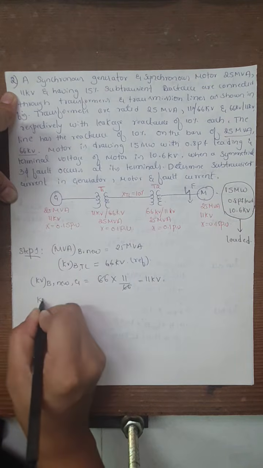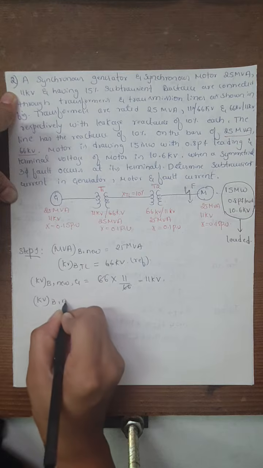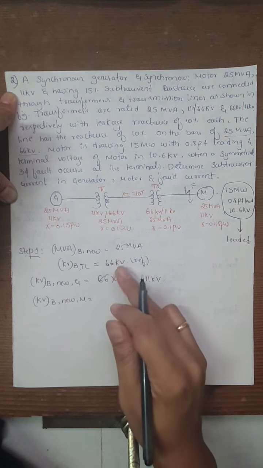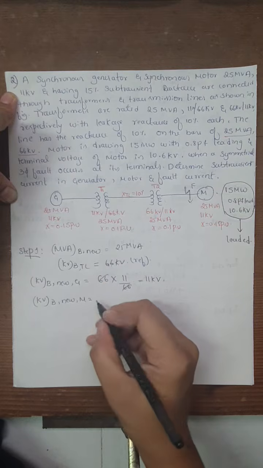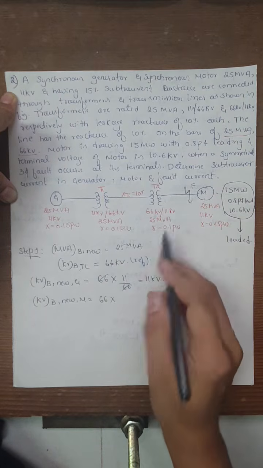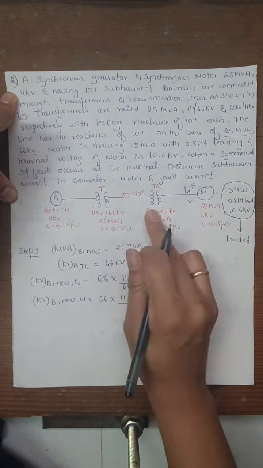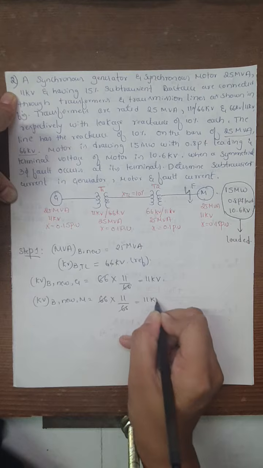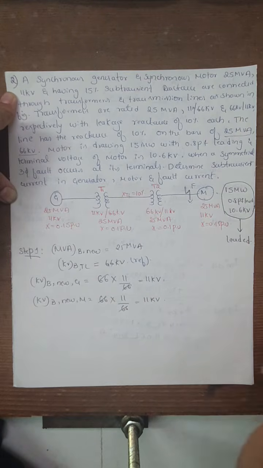Similarly, substitute for the kilovolt base new of the motor using the LT section, that is the base voltage on the HT transmission line multiplied by low voltage 11 kilovolt, high voltage 66 kilovolt. So for the motor also you'll get the value as 11 kilovolt.